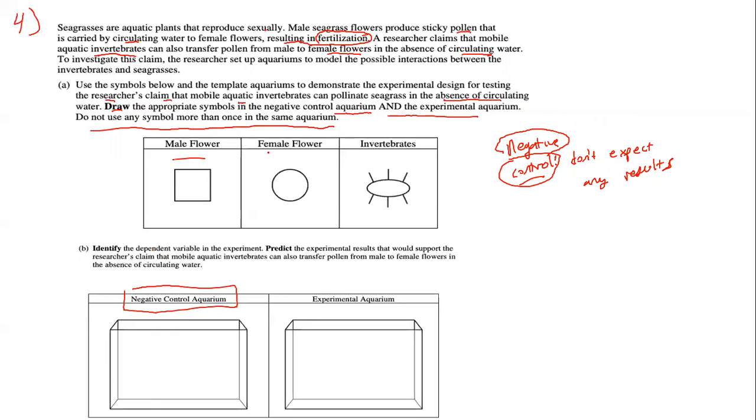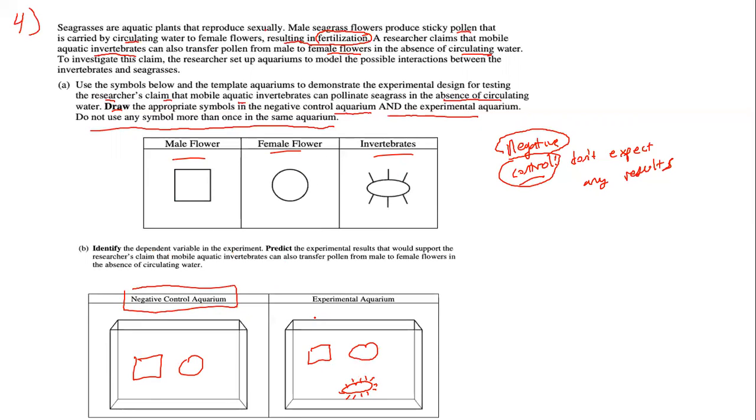So we have the male and the female flower. What would be an appropriate control group? It's as simple as this. So on our control group, I would just have the male flower and the female flower. That's it. So this just means that you have these two flowers with no invertebrate. The experimental one, you have the male and the female flower, and you're also going to be adding the invertebrate because that's what they're claiming is going to pollinate these flowers.